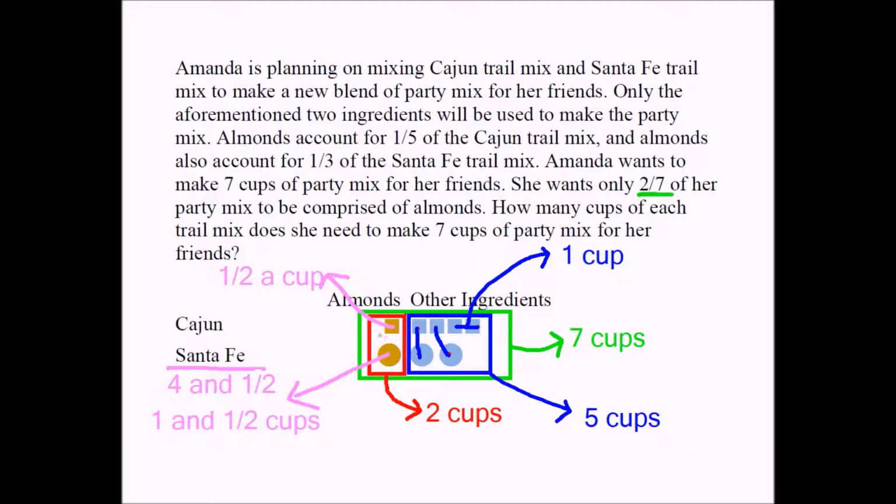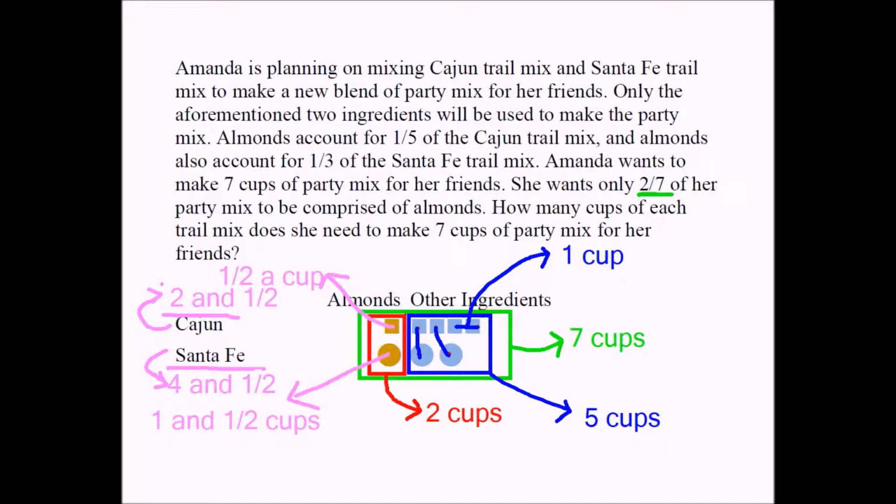And if this is half a cup plus half a cup, 1 cup, 1.5 cups, 2 cups, 2.5 cups. So how many cups of Cajun trail mix does she need? This is 4.5, and this is going to be 2.5. 4.5 plus 2.5 is 7 cups. And if you check the math, it works out.